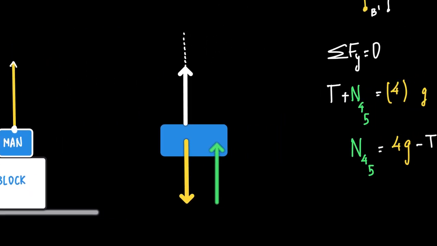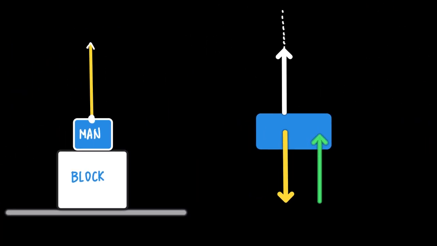Now if we draw the free body diagram of the man, which is the block represented by blue color here, this is the man here. One force is acting upwards, which is tension in the string. We have 4g, the gravitational force acting downwards, the weight, and then we have the normal reaction on 4 due to the 5 kg mass, right?